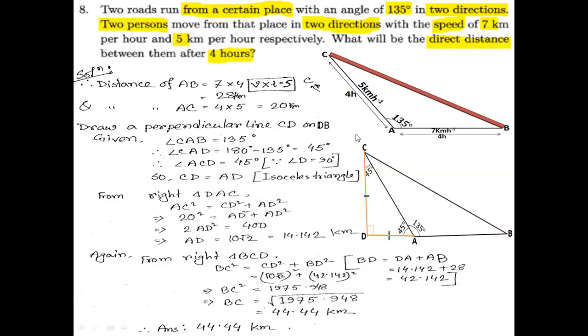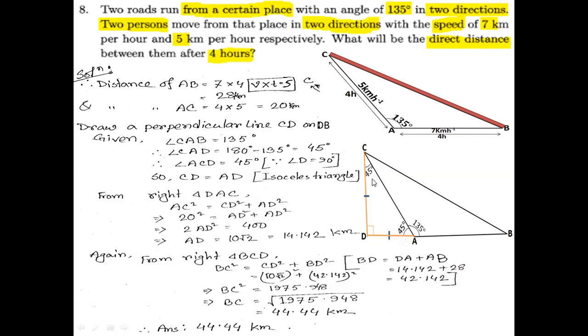So draw a perpendicular line CD on DB. Clear? Okay. Then if this angle equals 135, what will be the angle CAD, that is this angle? That must be 180 minus 135. So CAD equals 180 minus 135 equals 45. If this is 45 and this is 90, then that must be 45. Why? Because 90 plus 45 plus 45 equals 180, since ACD is also a triangle. That's why this is 45 and this is 45.